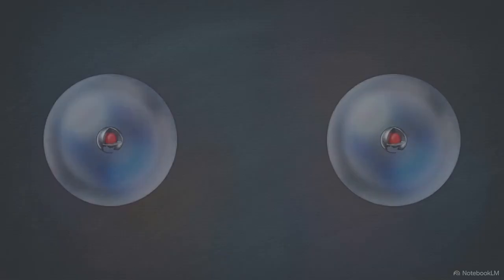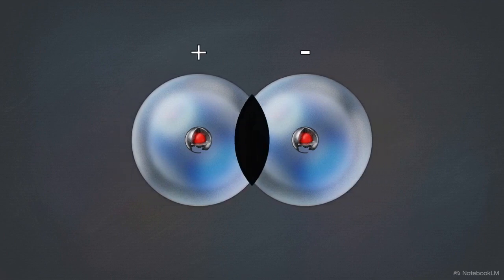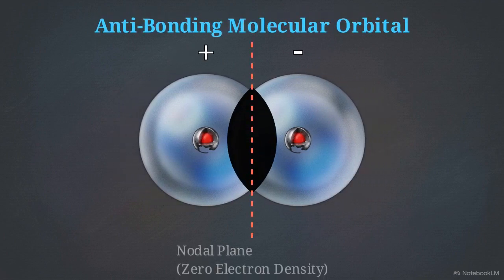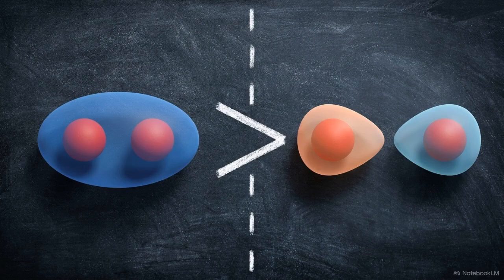Conversely, destructive interference subtracts the wave functions, creating an anti-bonding molecular orbital. This creates a distinct nodal plane, a region of absolute zero electron probability directly between the atoms. Without electrons to shield them, the positive nuclei violently repel each other. True molecular stability is not about lines drawn on a page. It is determined purely by the ratio of bonding interactions holding the atoms together versus the anti-bonding interactions tearing them apart.